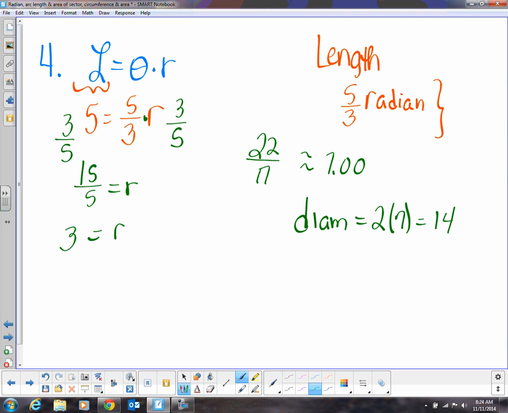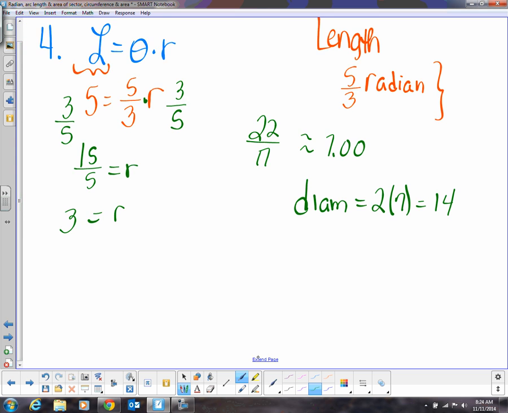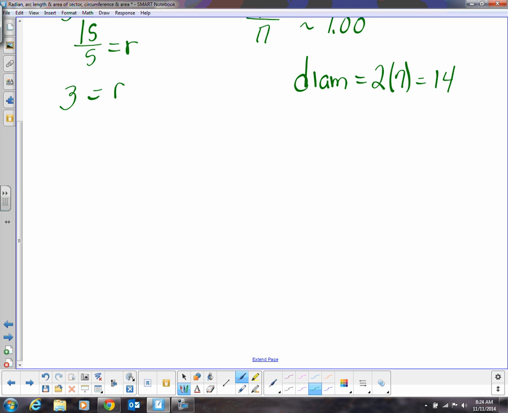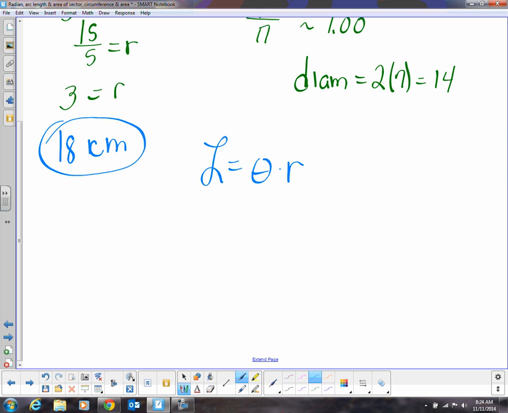What other problem would you like to see? 19. Okay. So 19 is the way I think the EOC will do it, because it's more of an application. The tip of a pendulum describes an arc 18 centimeters long. So we have L is equal to theta times R. What is 18? What is theta?